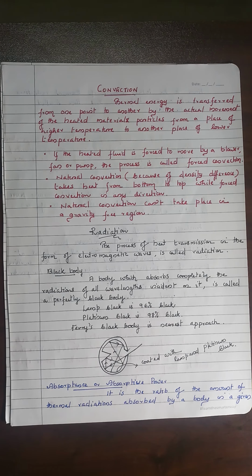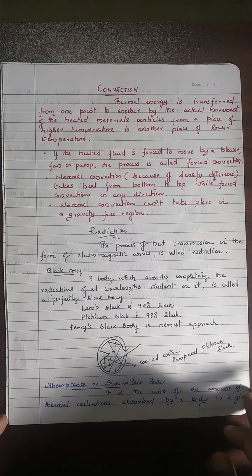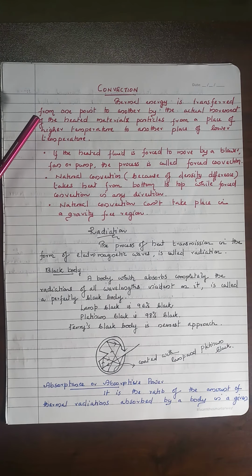We can move to the next good concept, a simple concept, convection. The thermal energy is transferred from one point to another by the actual movement of the heated material particles from a place of higher temperature to another place of lower temperature. And keep in mind, it happens in the normal cases of liquids and gases. There are two important types of convection processes: forced convection and natural convection. Keep in mind, if the heated fluid is forced to move by a blower, fan or pump, the process is called forced convection.